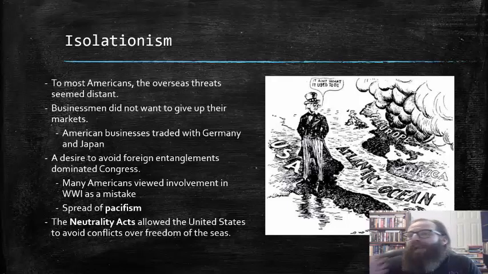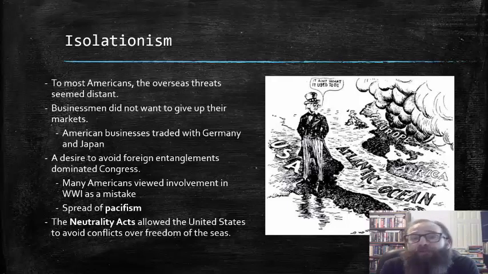There was also a desire by many Americans and many American leaders to avoid foreign entanglements altogether. And many Americans viewed the American involvement in World War I as a mistake. This was coupled with the spread of a new pacifist ideology in America that advocated for world peace, to put down arms and to avoid any sort of war altogether.